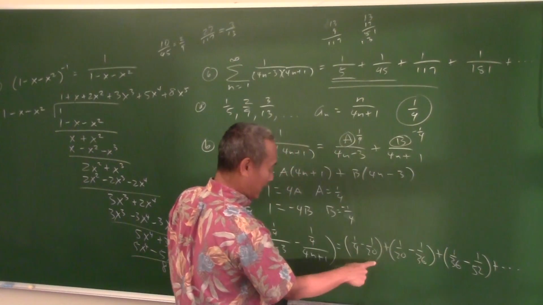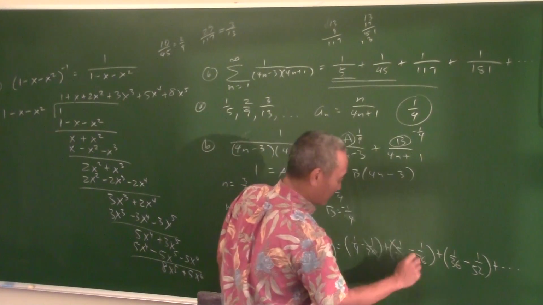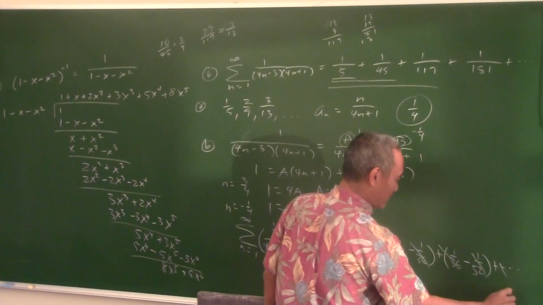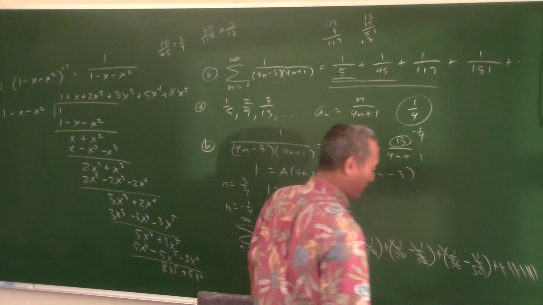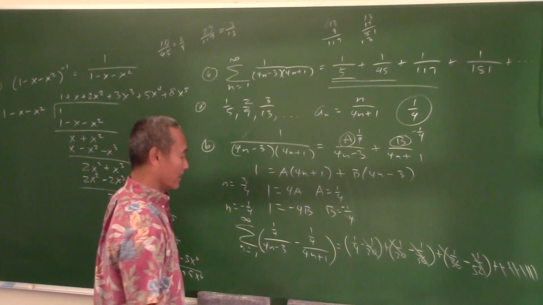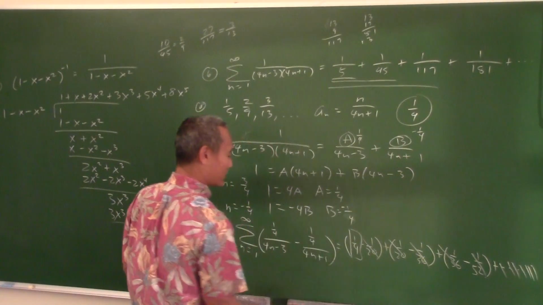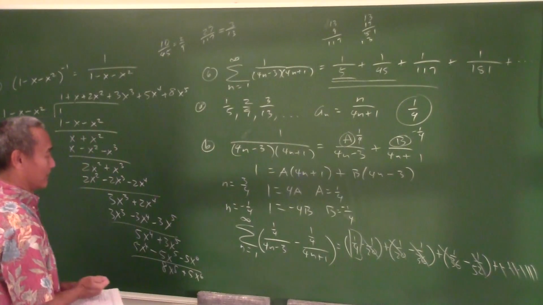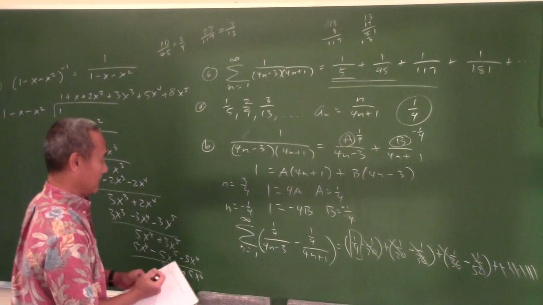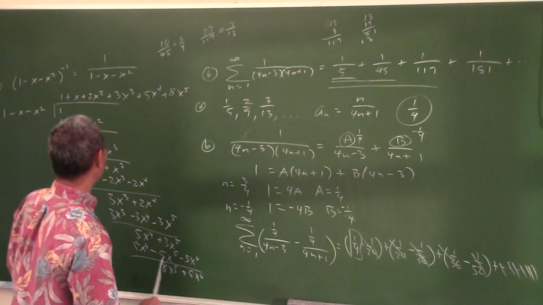And then look at this. This cancels this, this cancels this, and so on. And that just keeps canceling forever. So all you have left is 1/4. That's beautiful. So 2 ways to do this problem.